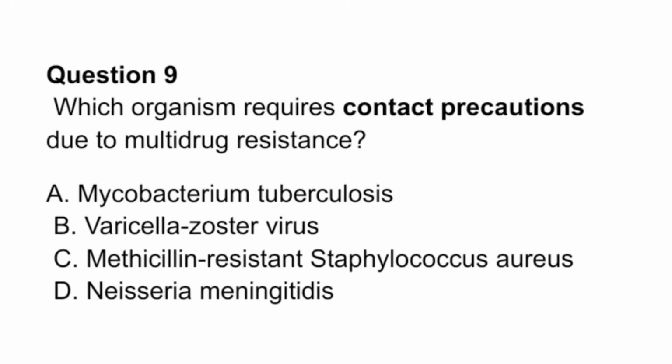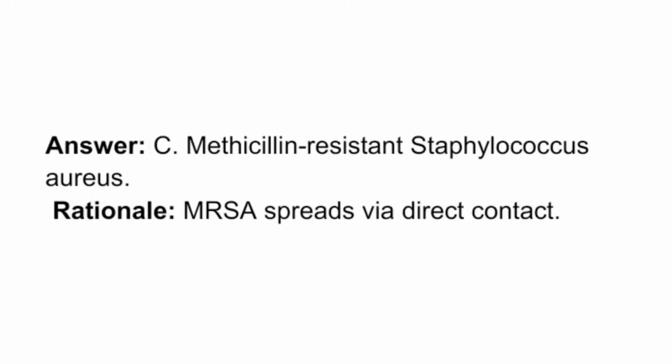Question 9. Which organism requires contact precautions due to multi-drug resistance? A. Mycobacterium tuberculosis. B. Varicella zoster virus. C. Methicillin-resistant Staphylococcus aureus. D. Neisseria meningitidis. Answer: C. Methicillin-resistant Staphylococcus aureus. Rationale: MRSA spreads via direct contact.